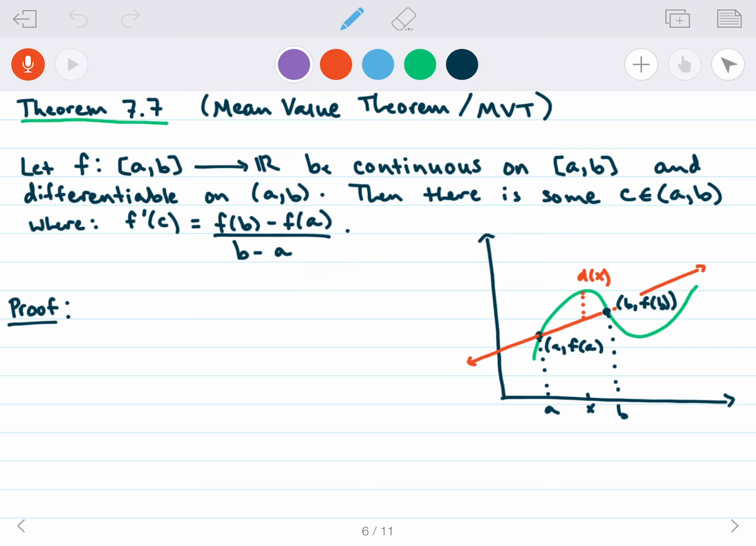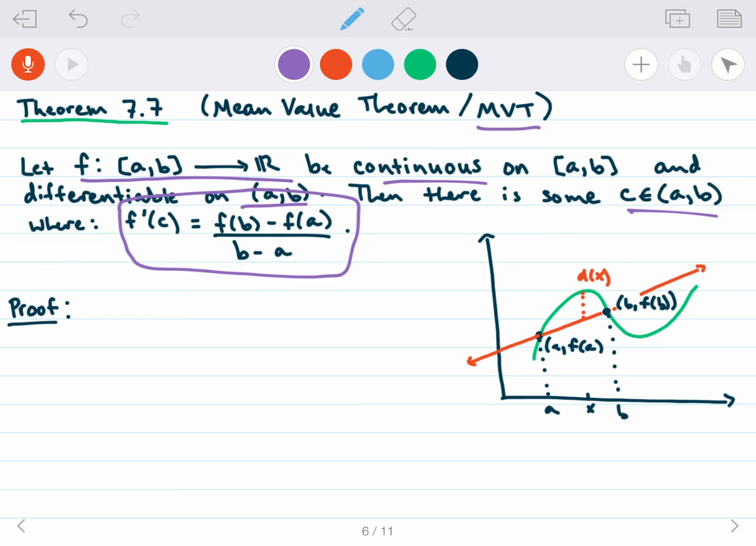So what does the mean value theorem say? First, I'll disclose that sometimes I'll abbreviate it MVT because I'm lazy. It says that if we have a function from the compact interval from a to b into the reals, and it's continuous on that interval and differentiable on the open interval from a to b, then there's some c in that open interval where the derivative at c is equal to the slope of the secant line that connects a and b.